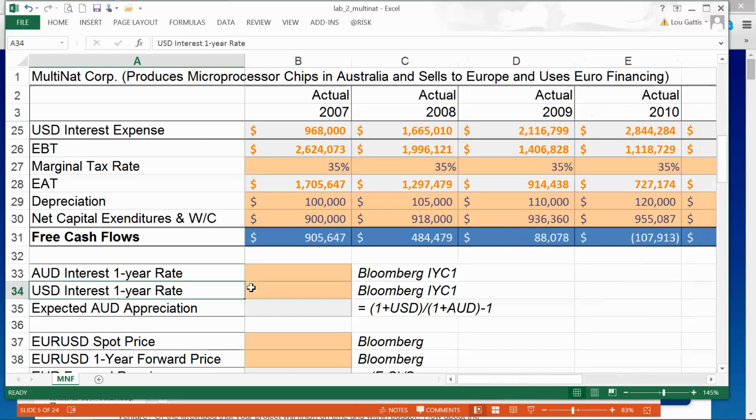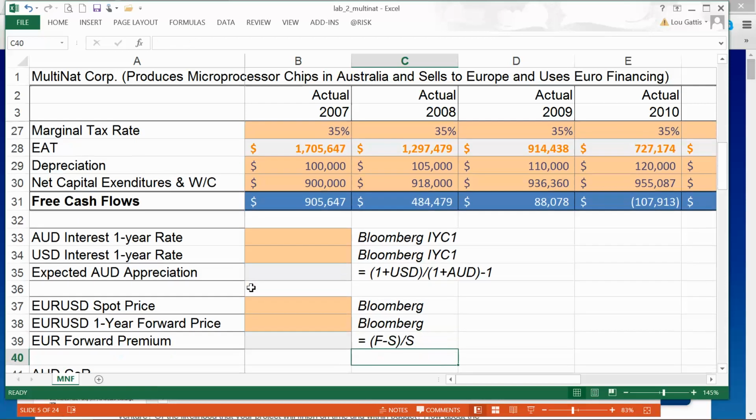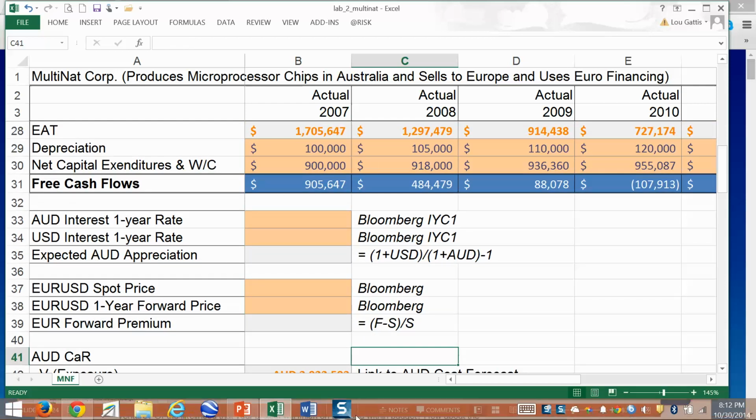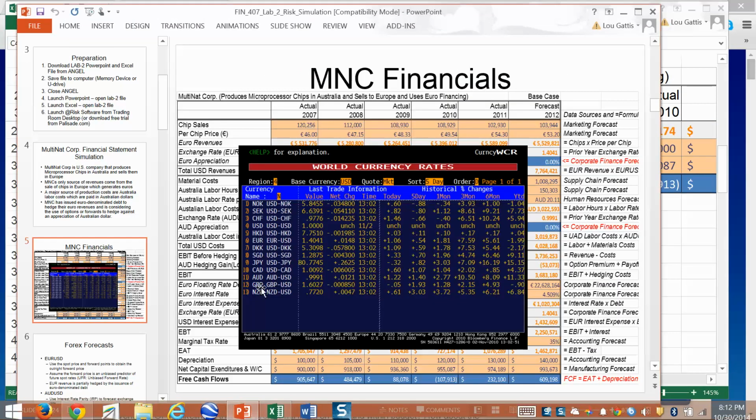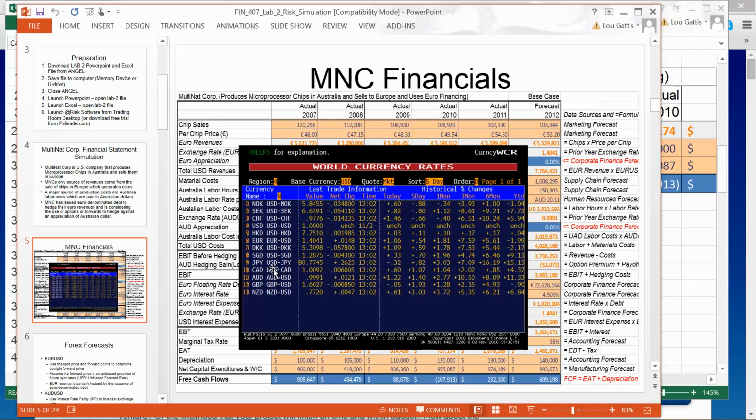So the first thing we're going to do is try to forecast exchange rates for next year. We'll just assume all the cash flows happen at the end of the year. We'll go to Bloomberg and first look up the spot prices, and you can see that the euro is selling for about $1.40, like I said, right there. The EUR/USD, that's the dollar price of the euro. And the Australian dollar is selling almost at parity, 0.9991. That's the dollar price of the Australian dollar.